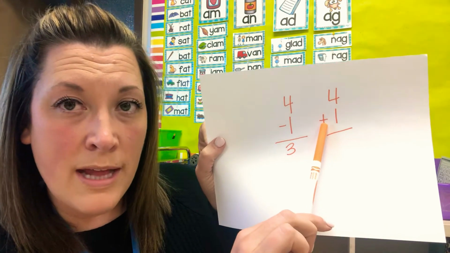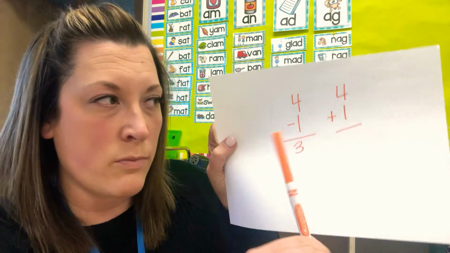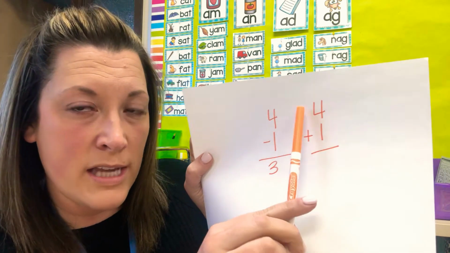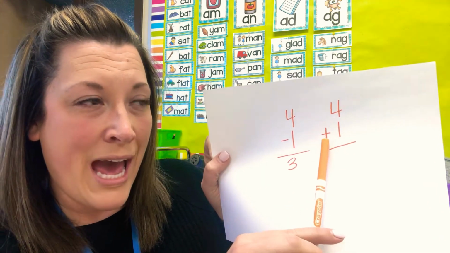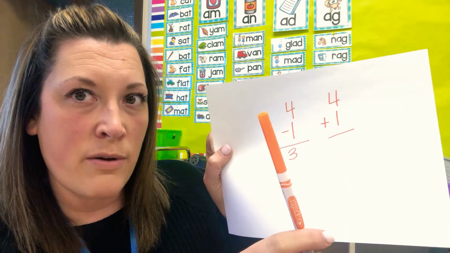But if you plus 1, that's add. So you're going to put another one with the group. If you have 4 things, let's say you have 4 teddy bears, and you add or plus 1 more, then how many do you have? 5. Okay, so those signs are really important, and we're going to be doing those today.